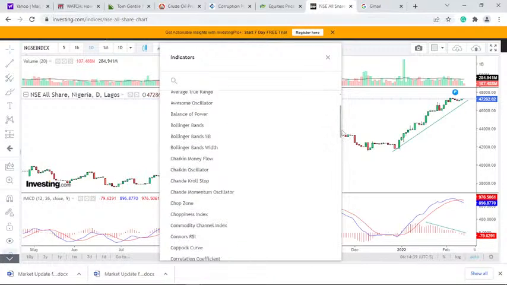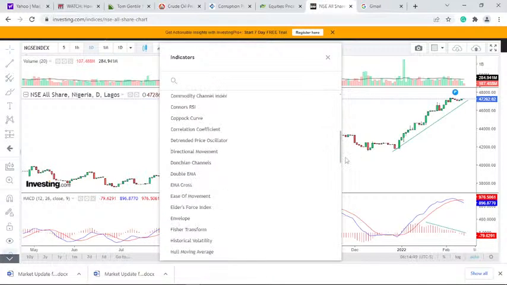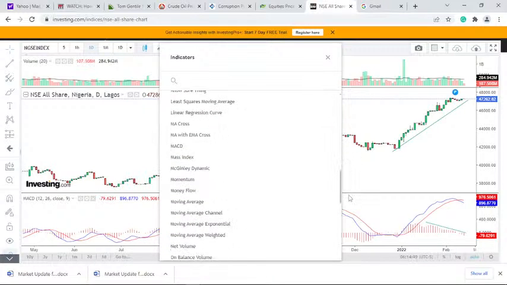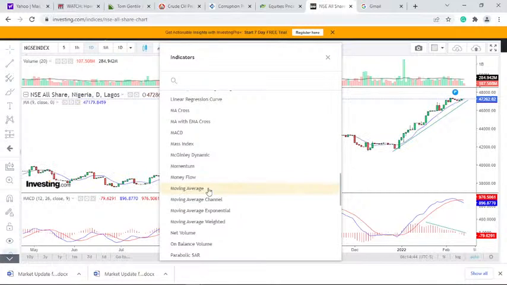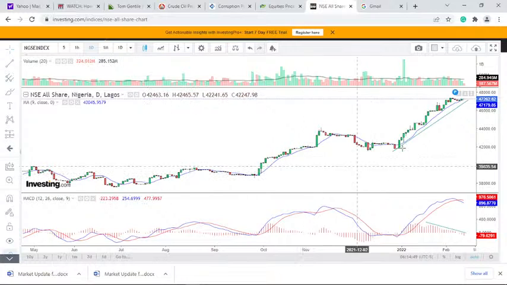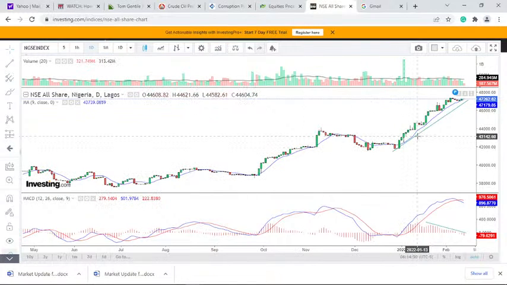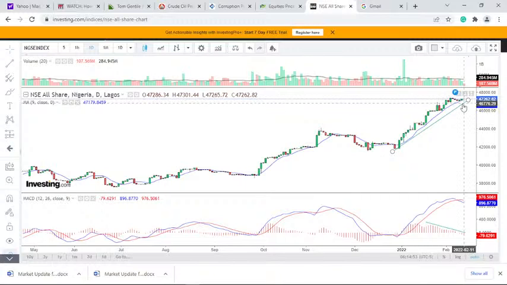Let me quickly bring the 9 days moving average to add to the price, so that you can see what I'm saying at this point. You can see the 9 days moving average as we speak. Yes, on a daily chart, the index is still above the 9 days moving average. For me, I say that the market is still strong, but don't say because it's strong you will be carried away.